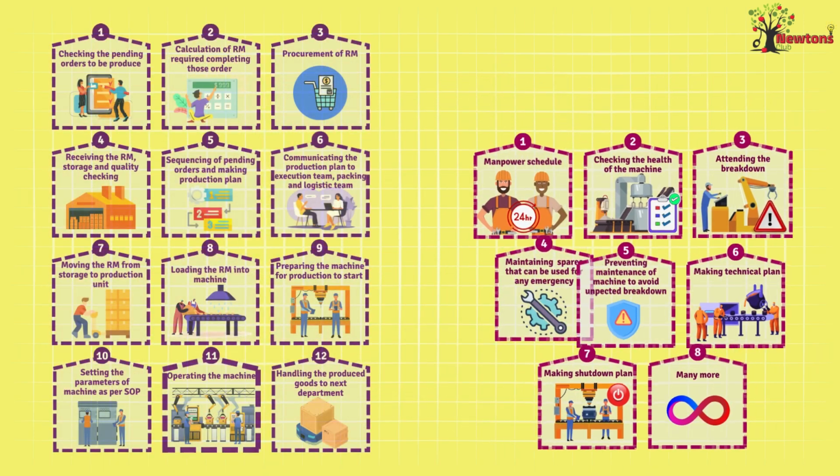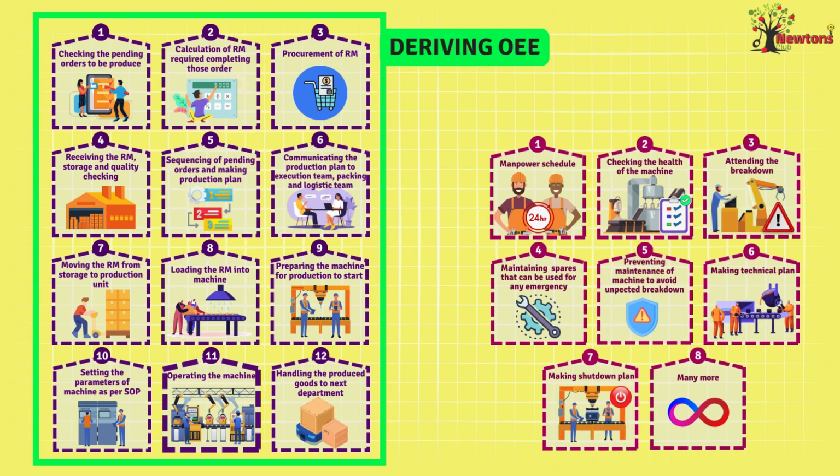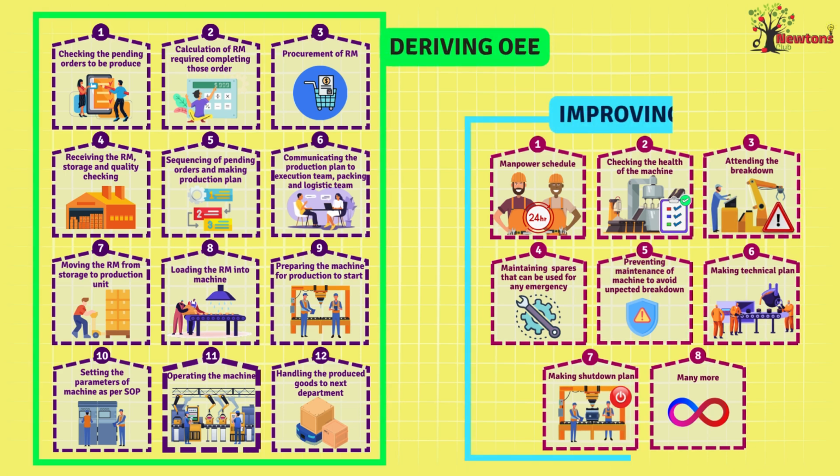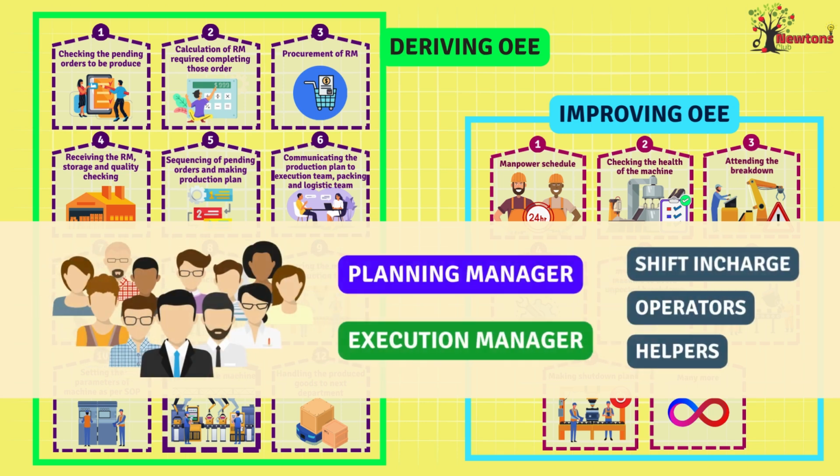The first set of activities directly contribute to OEE, while the second focuses on improving OEE. Both sets involve raw materials, people, machines, and time. These activities are distributed among various roles in the production department: planning managers, execution managers, shift in-charges, operators, helpers, and more.